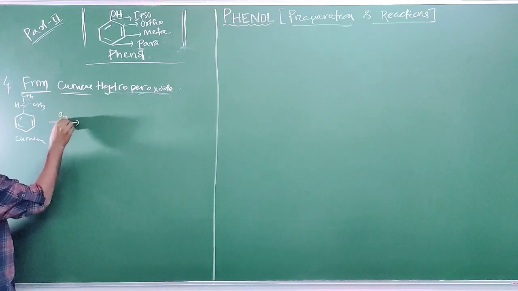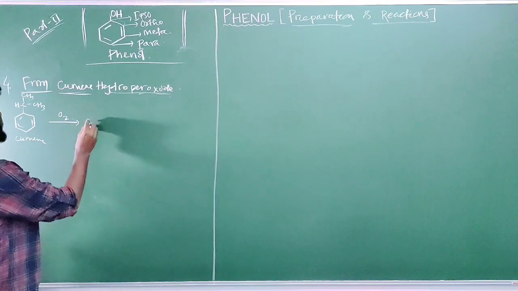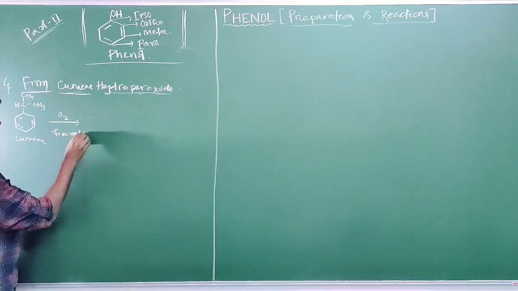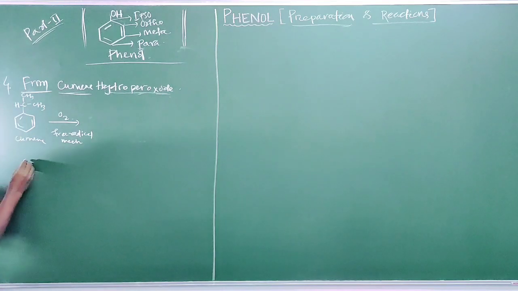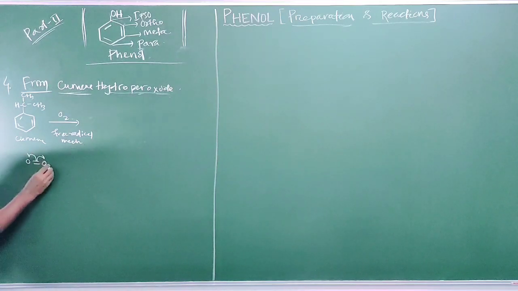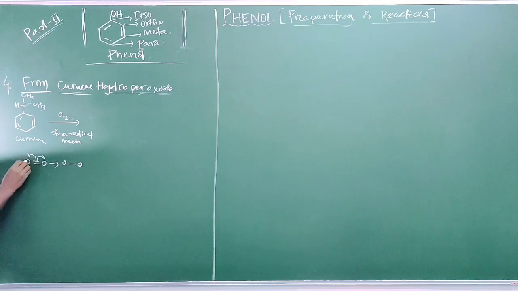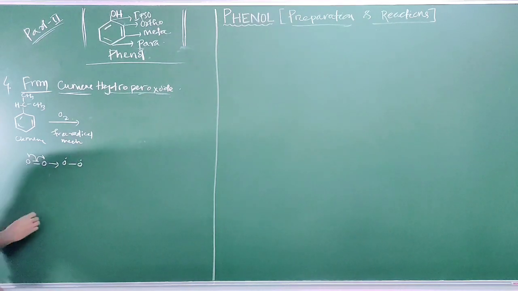To this cumene, if you do aerial oxidation in the presence of oxygen O2, the reaction undergoes a free radical mechanism. Which mechanism? Free radical mechanism. What is the mechanism? See here, oxygen O double bond O, okay. So this bond breaks in the presence of light. So what will it form? O single bond: one bond breaks, one electron is taken by this oxygen and another electron by this oxygen, then O dot. All of you got it, okay.